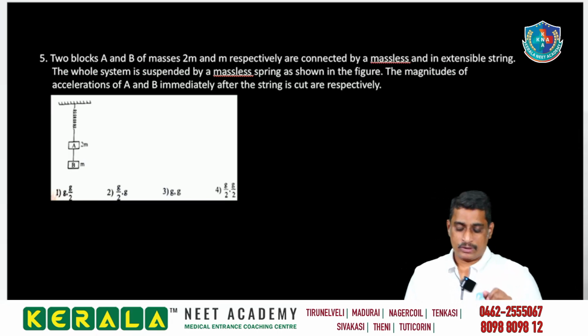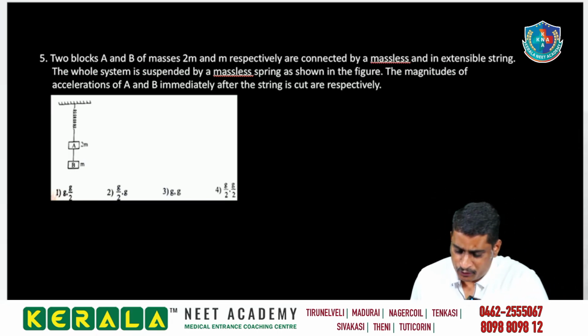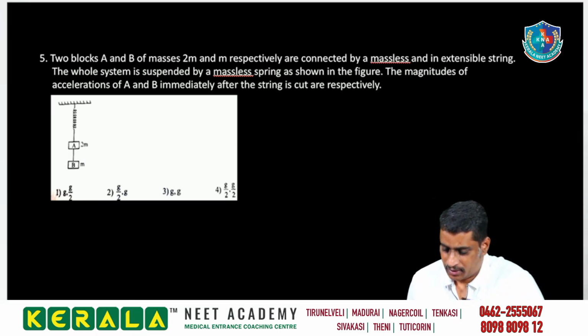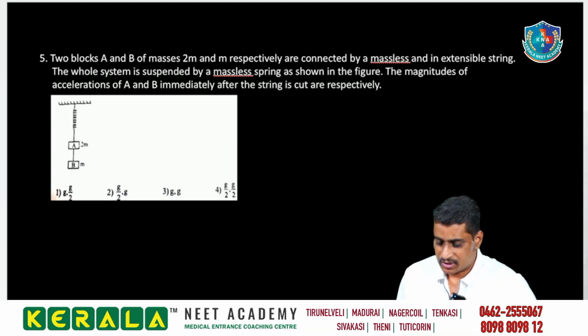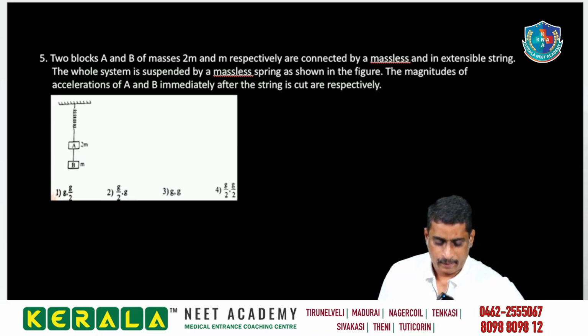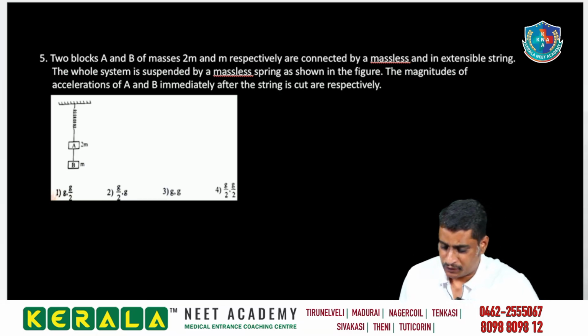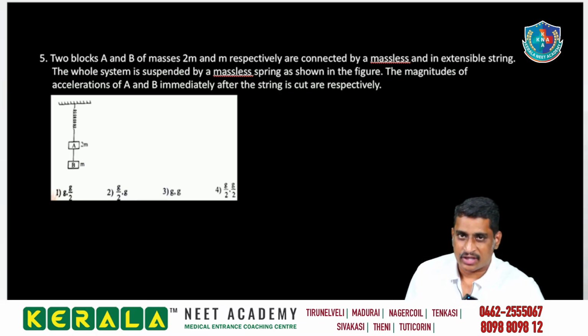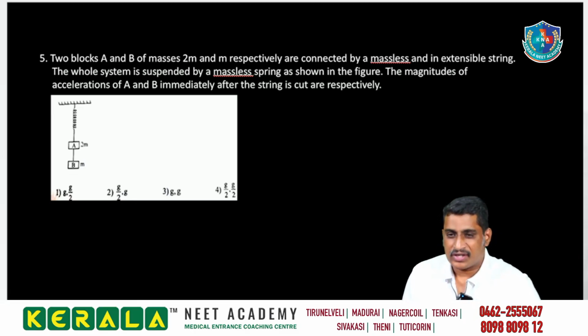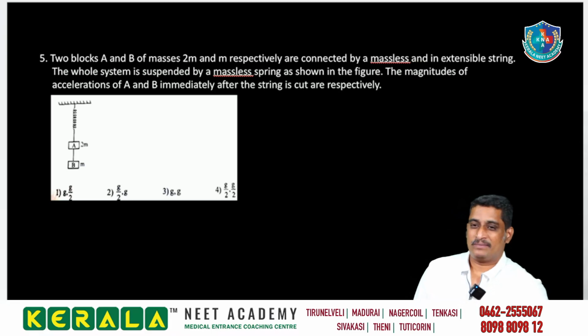Okay, look at this example. Two blocks A and B of masses 2m and m respectively are connected by a massless and inextensible string. The whole system is suspended by a massless spring as shown in the figure. The magnitudes of accelerations of A and B immediately after the string is cut are respectively.